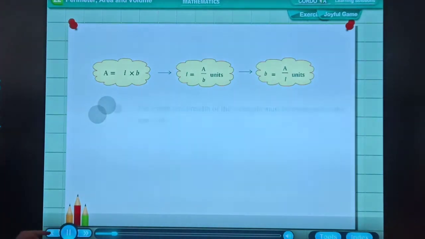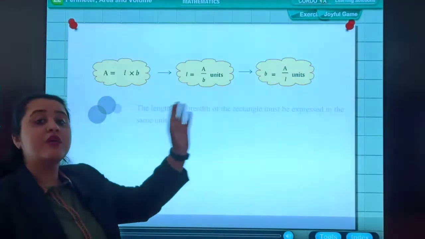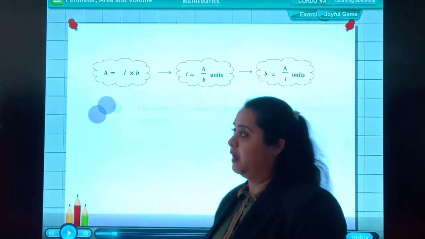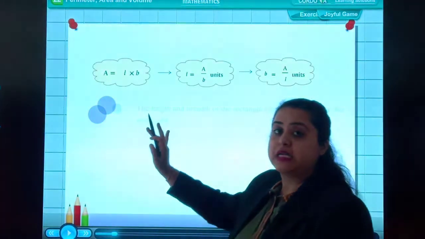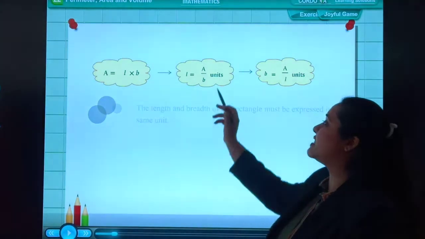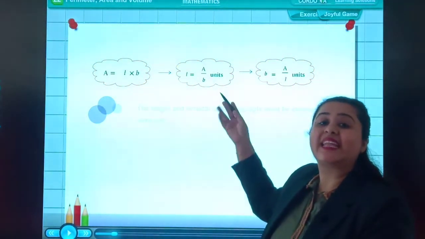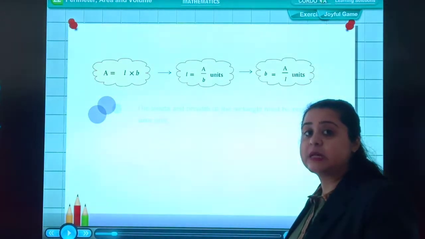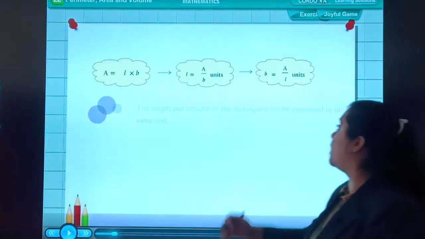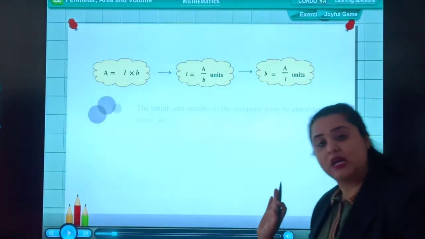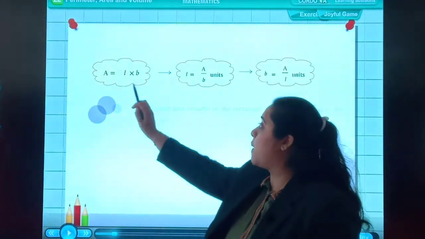A is equal to length into breadth square units. L is equal to A by B units. B is equal to A by L units. Remember? So students, this is the formula derived from the main formula. हमारा main formula क्या है? Area equals to length into breadth. But अगर आपको किसी एक सम में आपके पास length नहीं हो, तो आप क्या करोगे? Area divide by breadth. अगर किसी एक सम में आपको बोला गया हो that you are supposed to find the width, then the formula will be area upon length. Understood? It is very easy if you remember the first one.